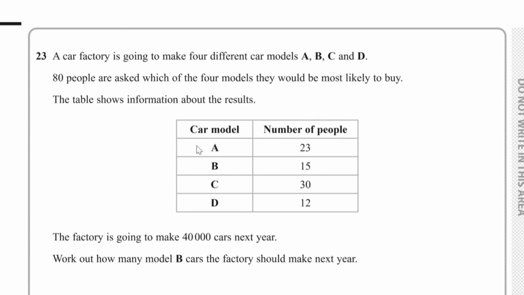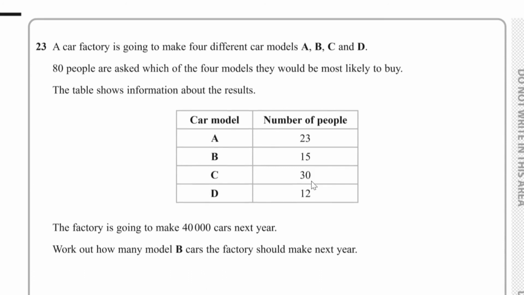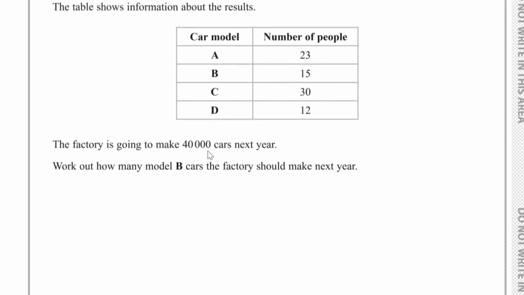Question number 23, a car factory is going to make 4 different car models A, B, C and D. 80 people are asked which of the 4 models they would most likely to buy. The table shows information about the results. A factory is going to make 40,000 cars next year. We have to work out how many Model B cars the factory should make next year.